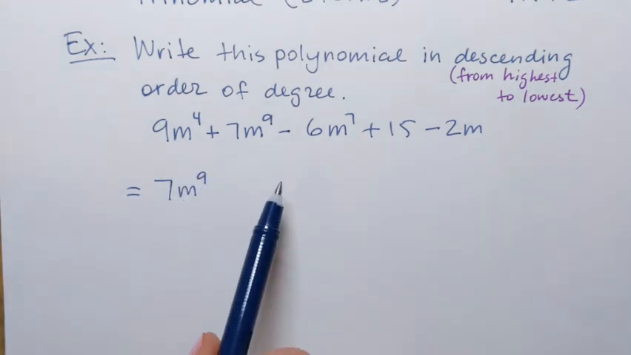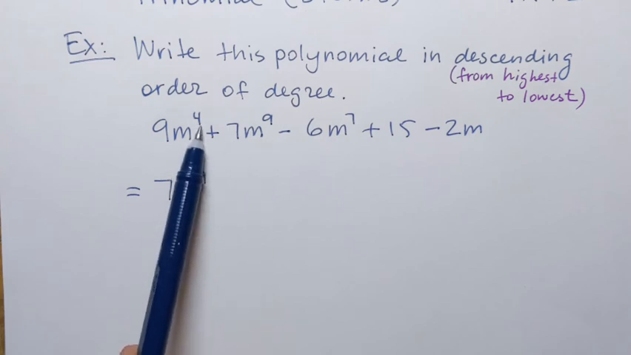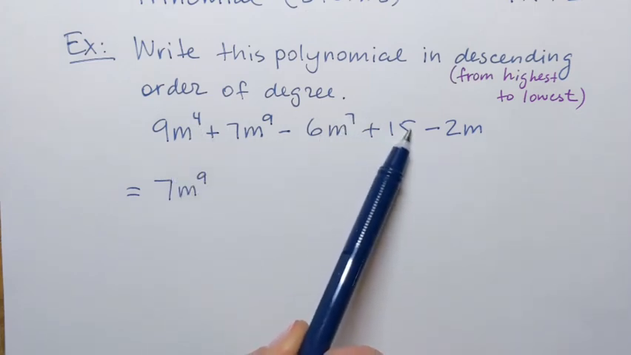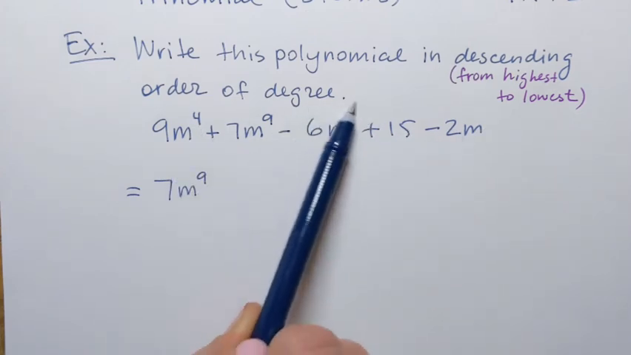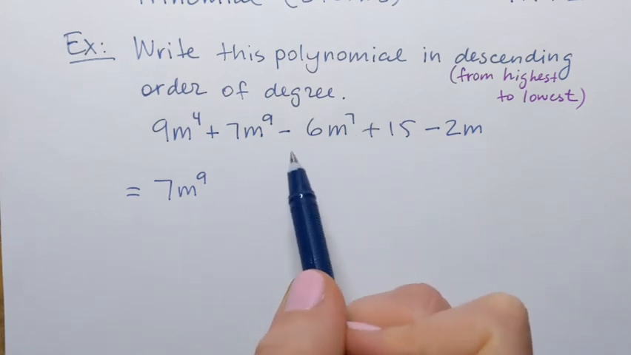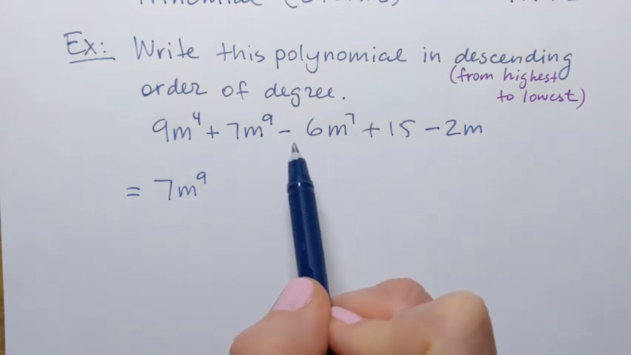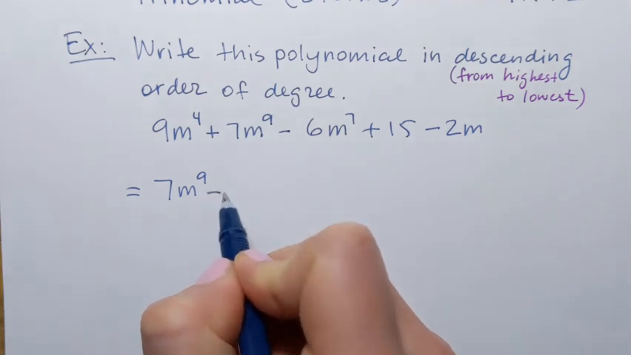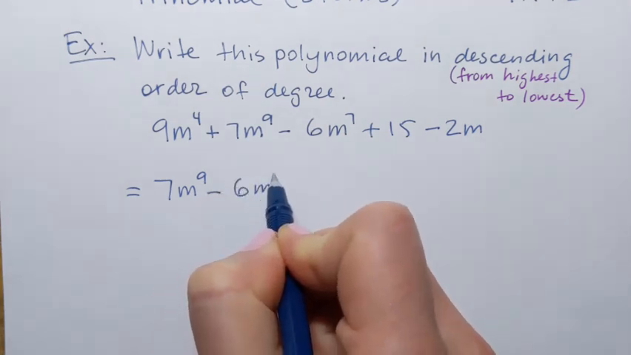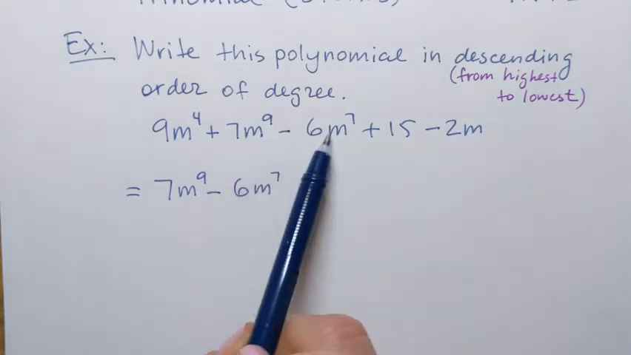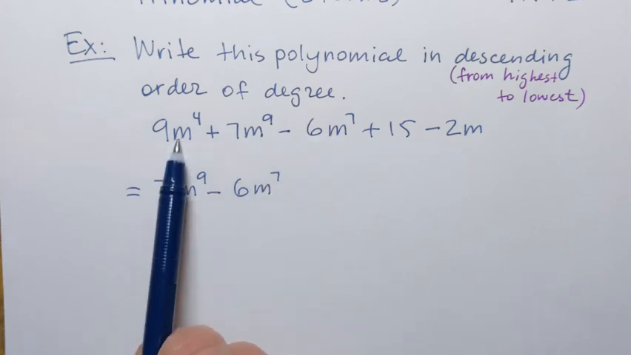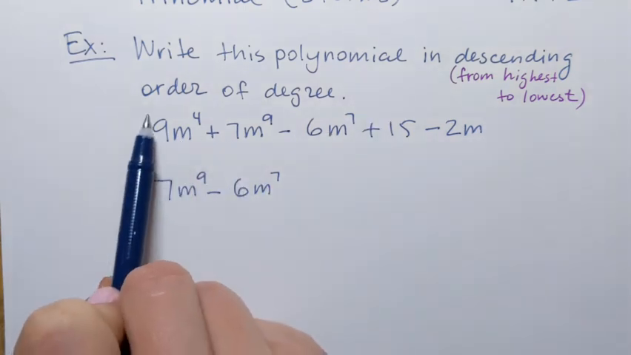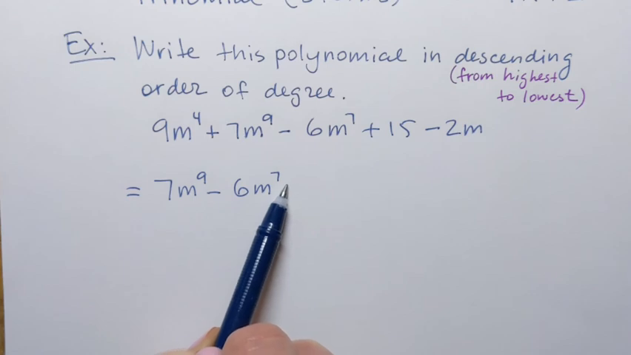What is the next term that I need to write? Okay, so it's 4, 7, degree 0, degree of 1. It looks like the next one is 7, right? And when I write terms, I remember to write them with the signs in front of them. So it's minus 6m to the 7th power. I got that. Next one, the 4th power, right? Degree 4.